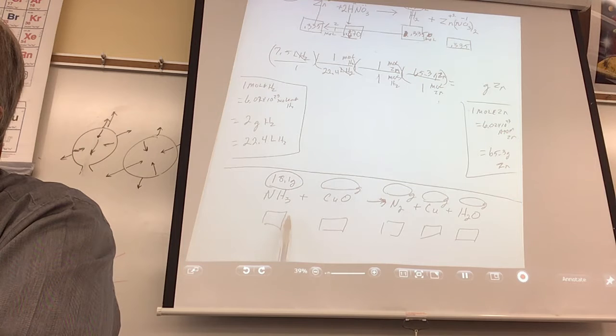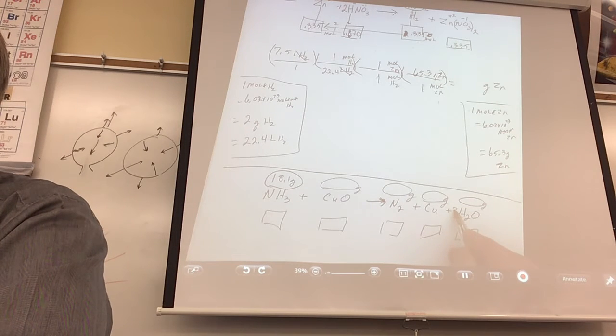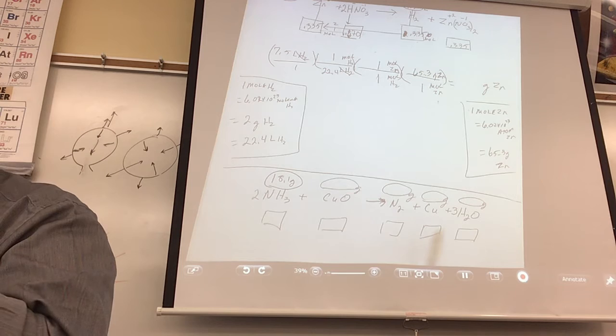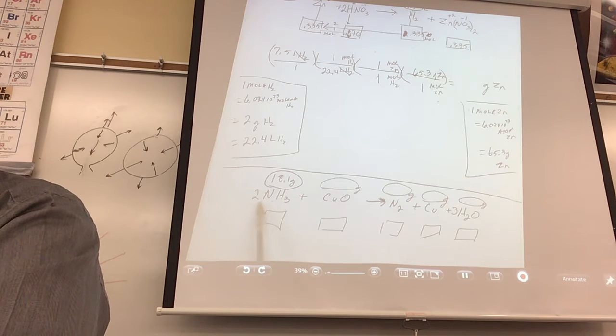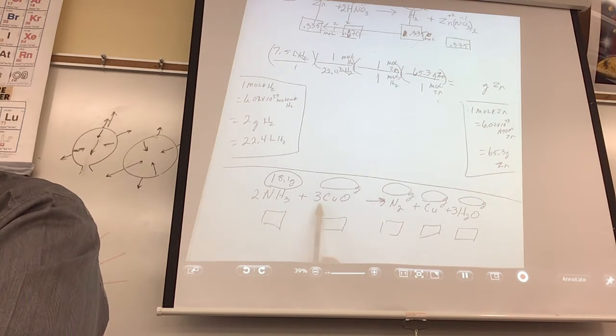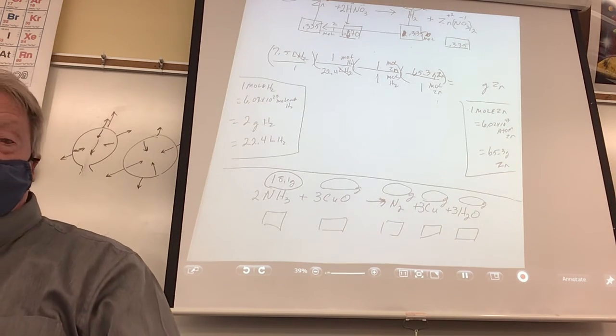I do notice one thing here. There are 3 hydrogens here, but only 2 here, right? That's like an odd-even mismatch. So can we put a 3 here and a 2 here? Will that help a little bit? Does that give me 6 hydrogens and 6 hydrogens? I like that. Now, how many nitrogens does that give me? 2, 2. Pretty good. How many oxygens does that give me, though? 3, but I only have 1 here. But how many coppers does that give me? 3. All right, I like this one because it has a lot of coefficients in it, doesn't it?